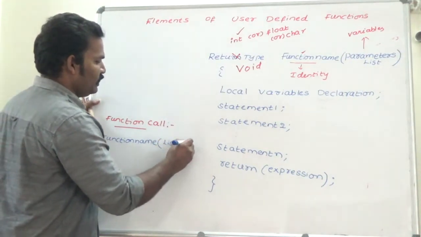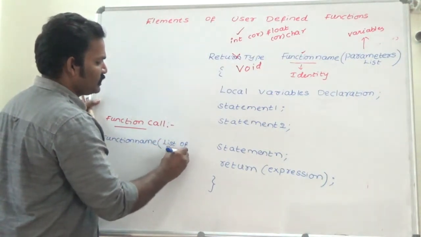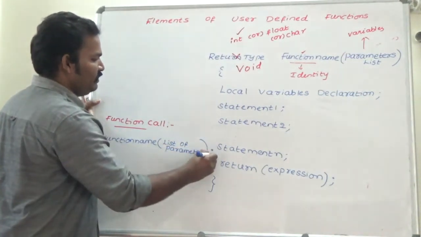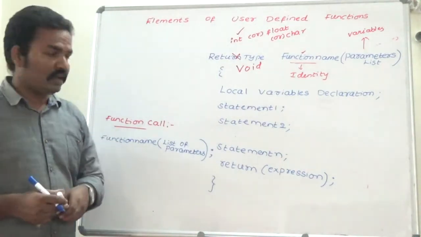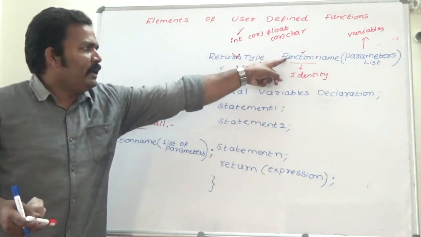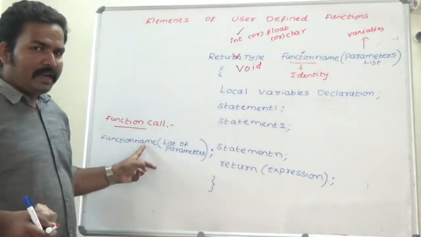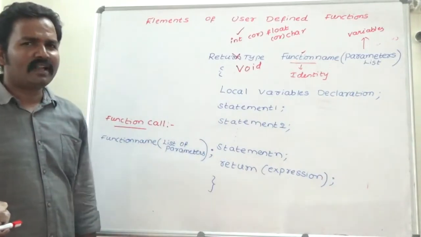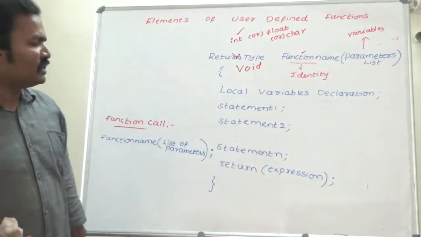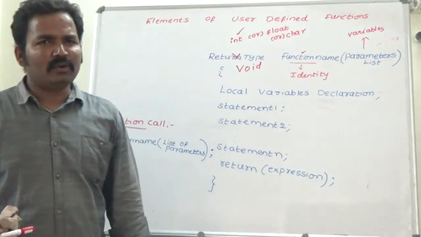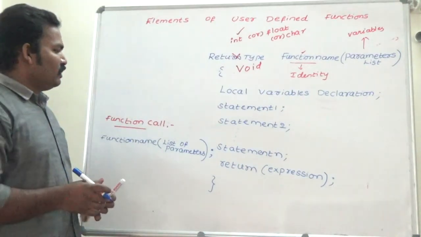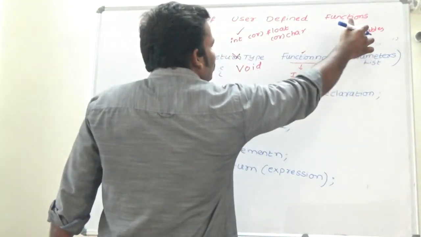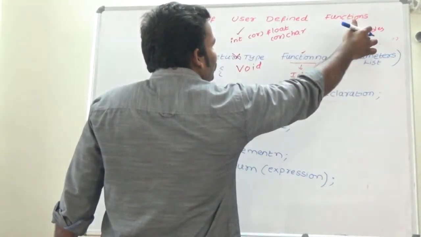Followed by list of parameters enclosed within the parenthesis, end with a semicolon. So a function can be called by using function name followed by list of parameters enclosed within the parenthesis, and function call statement should end with a semicolon. Here parameter list is used to declare number and types of variables.